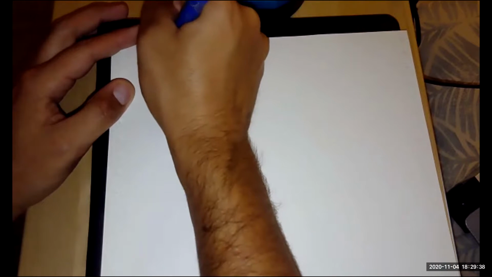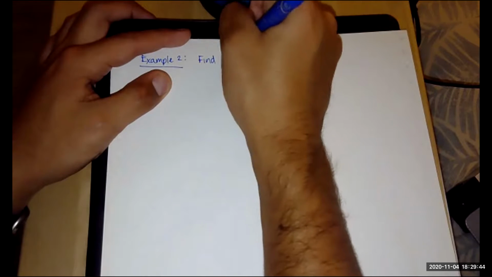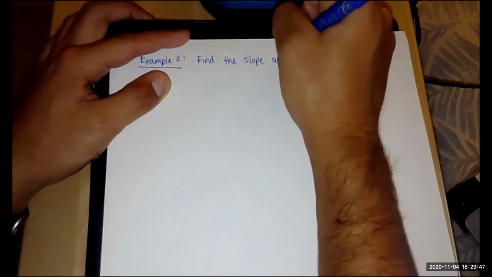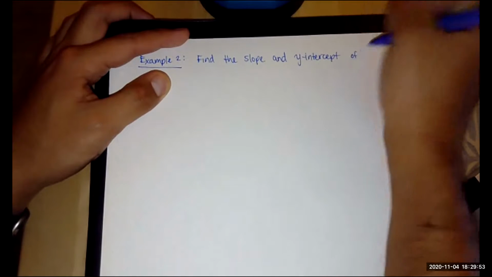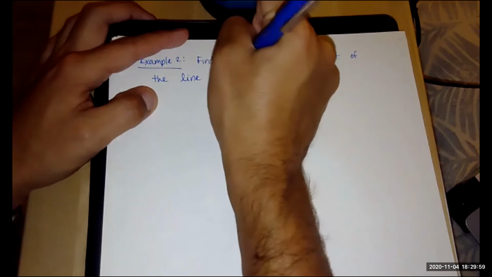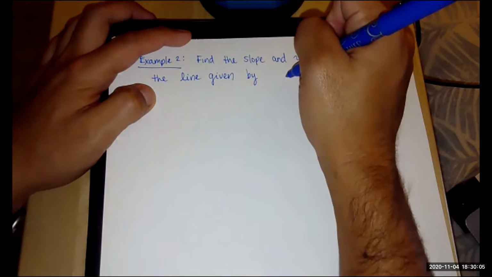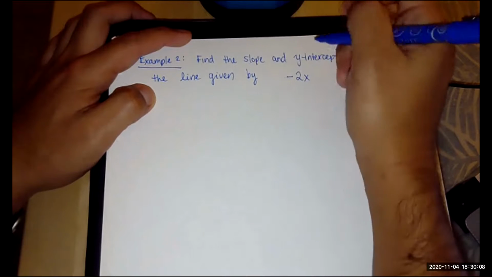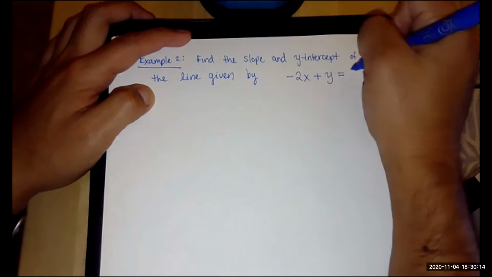So let's do another example. Example 2. Find the slope and y-intercept of the line given by, and then they'll give you the equation. So maybe I'll give you -2x plus y is equal to 3.